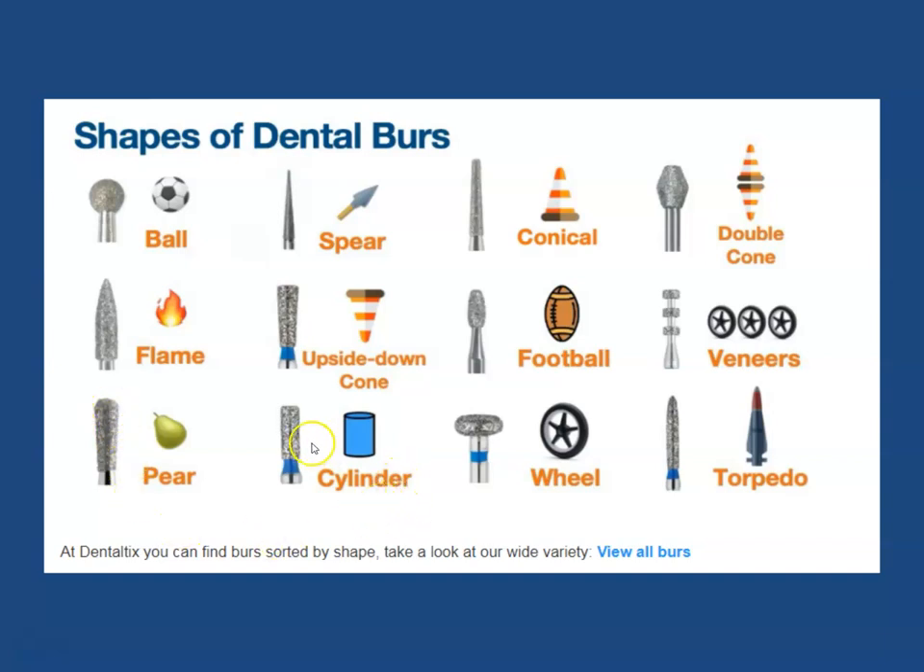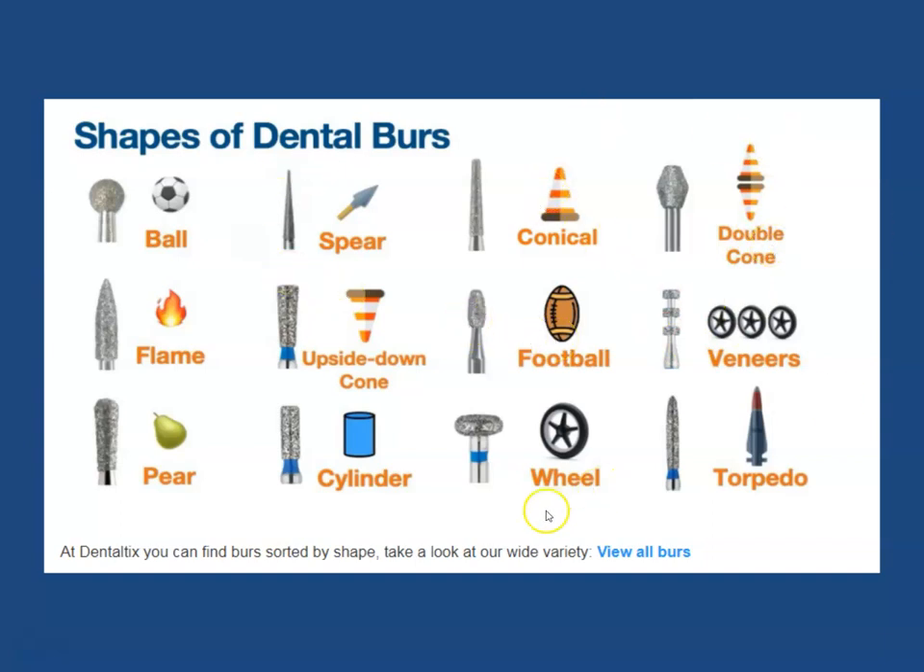This is a cylinder burr. This is a pear burr. This is a wheel burr. This is a veneers wheel burr. There's 3 of them. This is a double cone. This is a cone. This is a football burr.